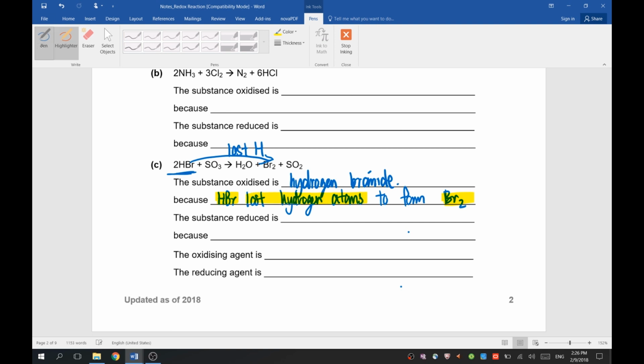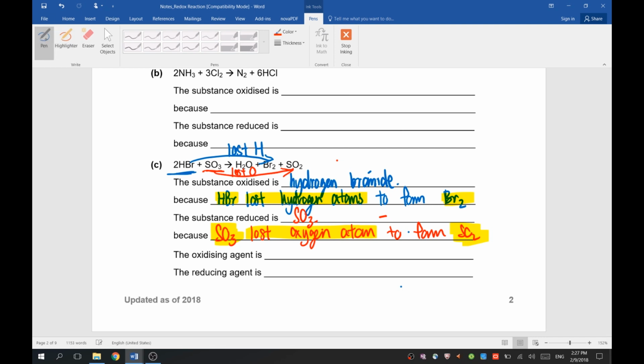Okay, and in their case, the one that is being reduced will actually be your SO3. In the SO3 case, if you take a look at it, it actually became SO2. So that is a losing of oxygen. I know it's quite small, but it lost oxygen. So basically the substance that's being reduced is SO3, because SO3 lost oxygen atom to form SO2. Same thing, I also talk about what happens before, what happens after, and what actually took place in order for that process to happen.